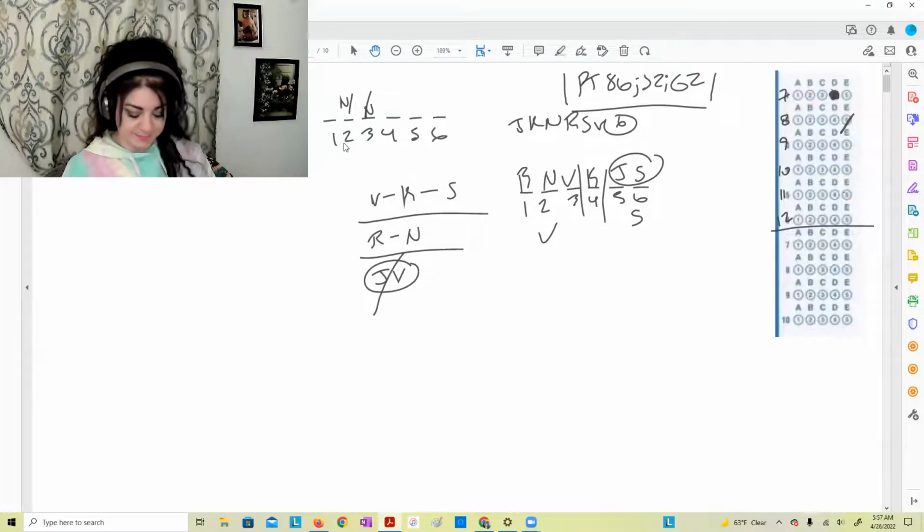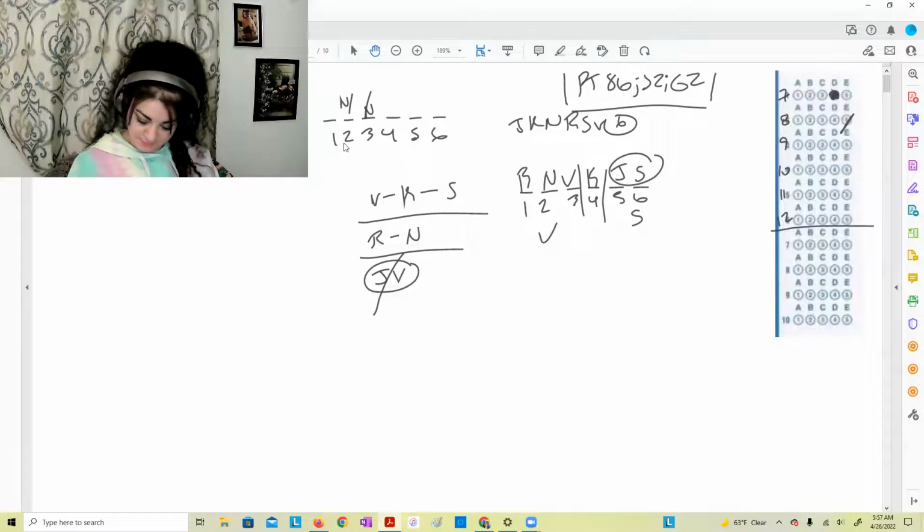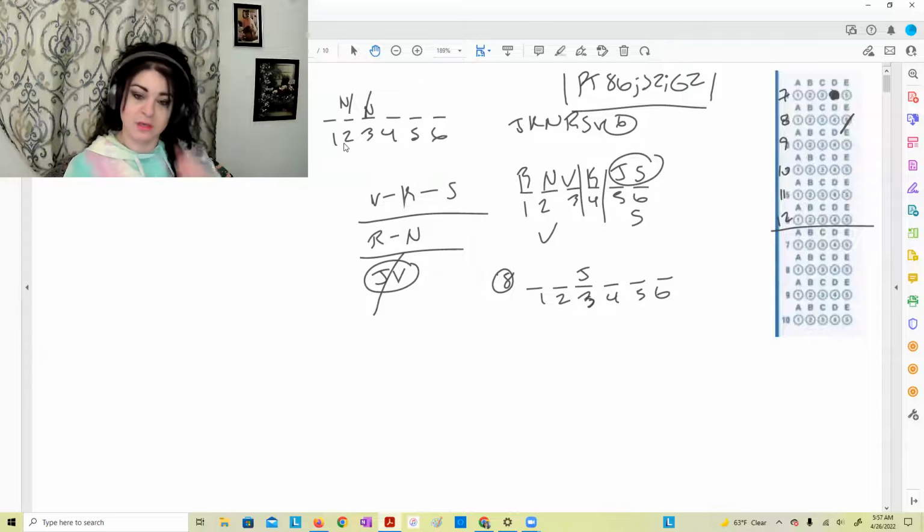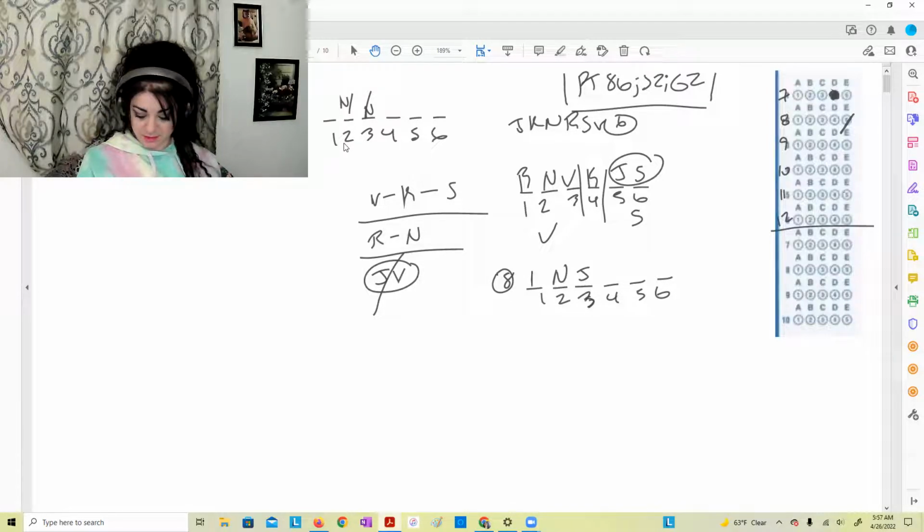Let's test this out. Could J possibly be third? Well, if J was third, this would set off a chain reaction. N would be second, right? Because N has to be either second or third. We also know that R needs to be before N. So R would have to be right here.